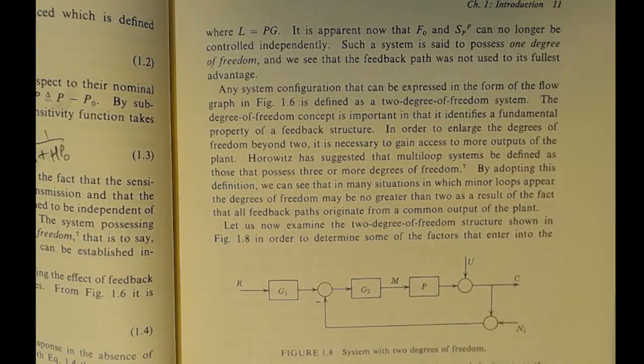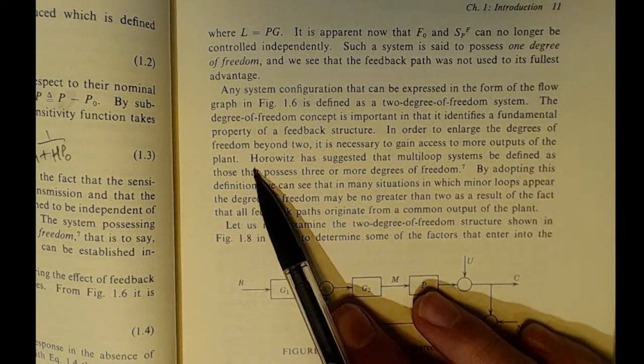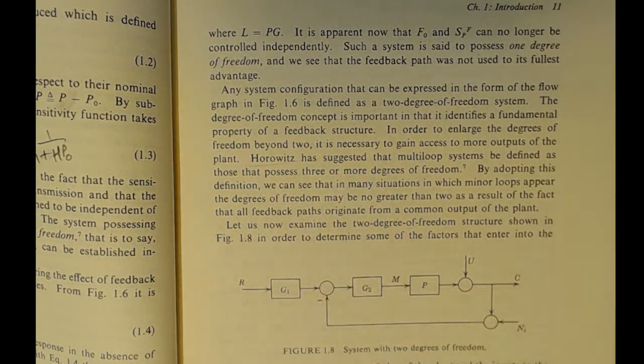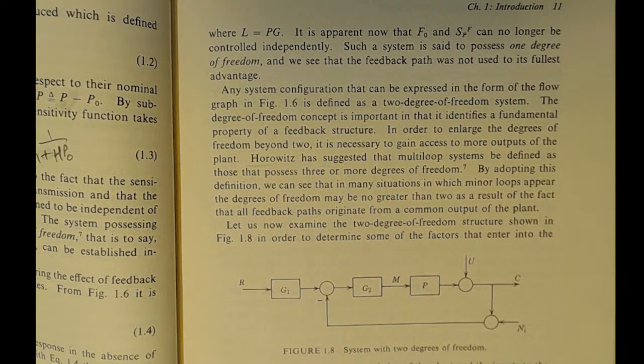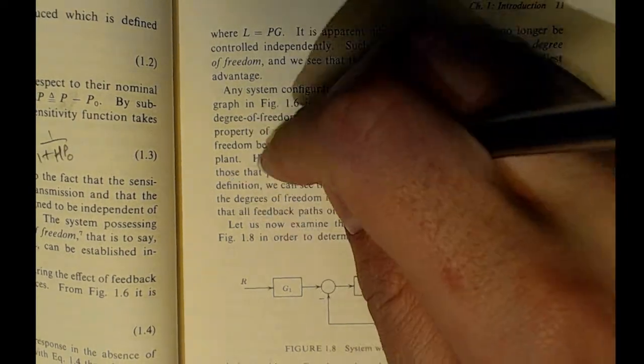The degree of freedom concept is important in that it identifies a fundamental property of a feedback structure. In order to enlarge the degrees of freedom beyond 2, it is necessary to gain access to more outputs of the plant. Horowitz has suggested that multi-loop systems be defined as those that possess 3 or more degrees of freedom. By adopting Horowitz, hey, this is the guy that wrote that terrible textbook I was telling you about. Or at least somebody with the name Horowitz.